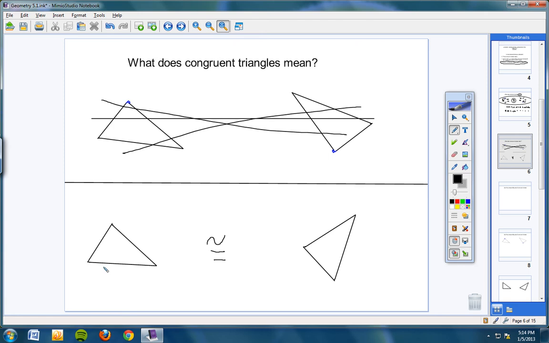Now watch this, please, very carefully. I want you to put 1 mark here on this side and then 1 mark on this side. That means those 2 sides are congruent. And then I want you to put 2 marks on this side, 2 marks on this side, and then 3 marks on this side, and then 3 marks on this side.